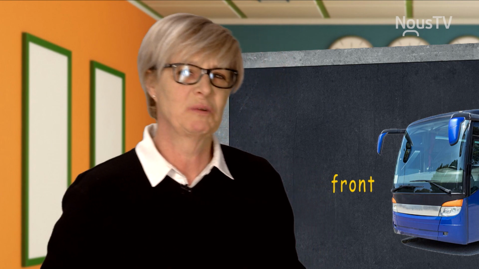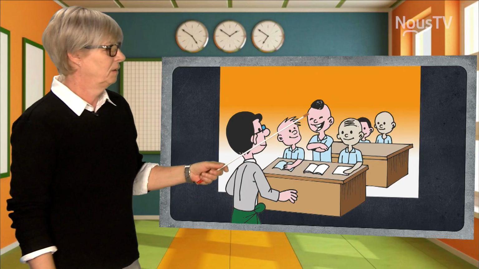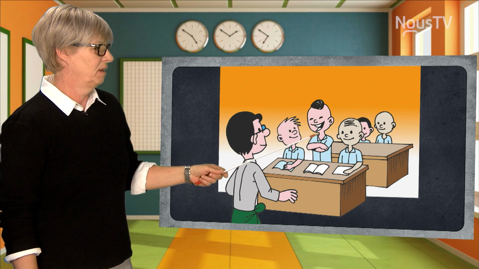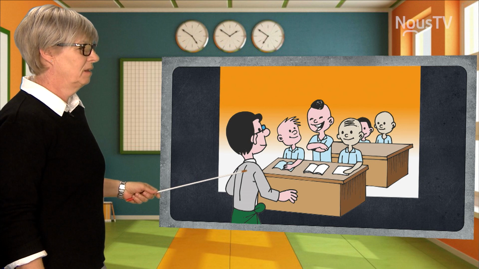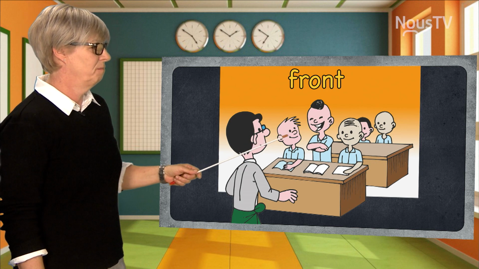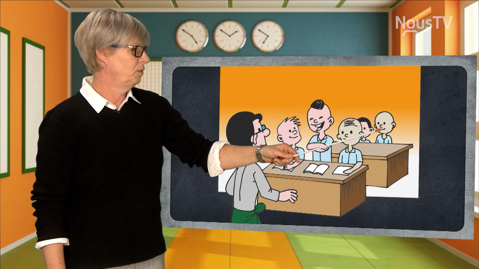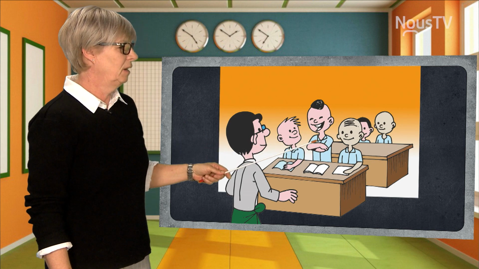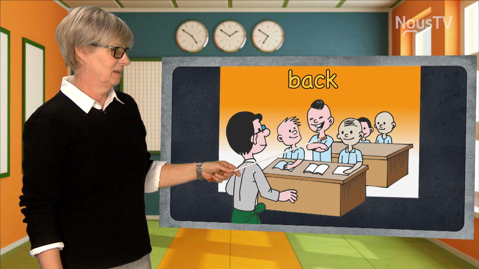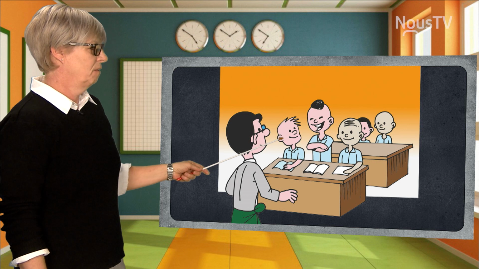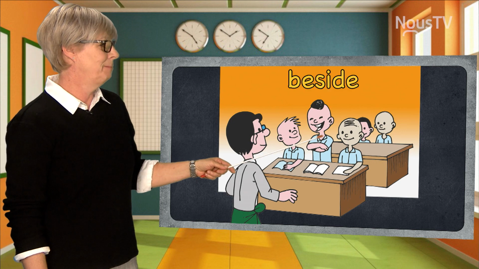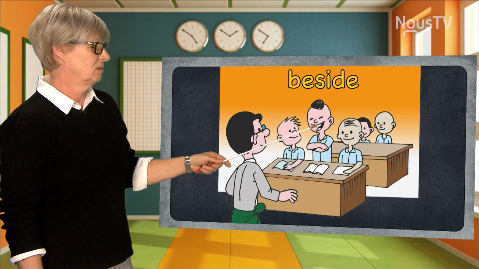Let's take a look at a classroom now and see how you do. Supposing this is Matt, right here. In front of Matt, there's the teacher. He's in front of Matt. Supposing we have Peter here. Peter is in back of Matt. And supposing here we have Tony. Tony is beside Matt. So where is the teacher?